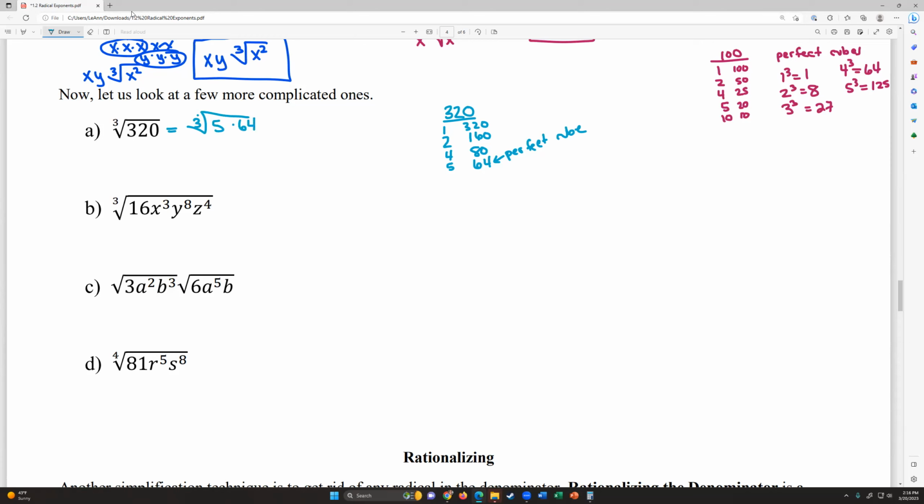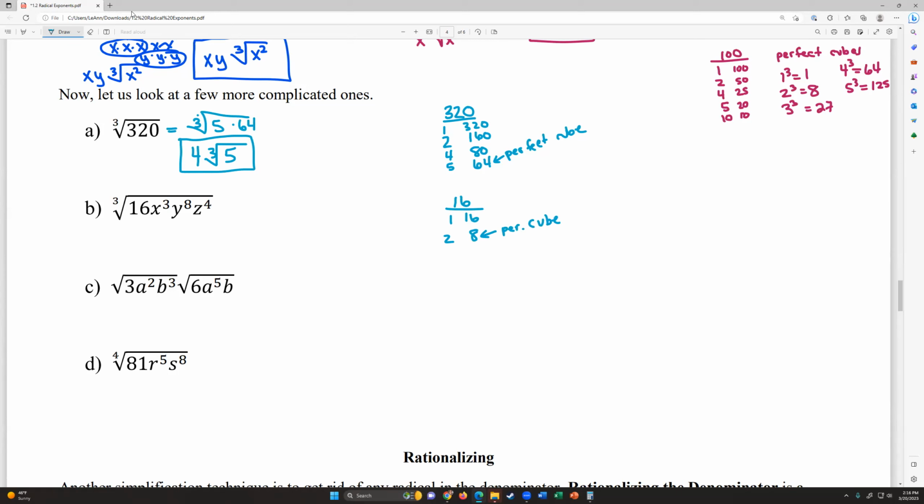And cubed root of 64 is 4. If you look, 4 cubed is 64. So this is 4 on the cubed root of 5. Okay. Looking at cubed roots again, 16. We have 1 times 16 and 2 times 8. 8 is a perfect cube.